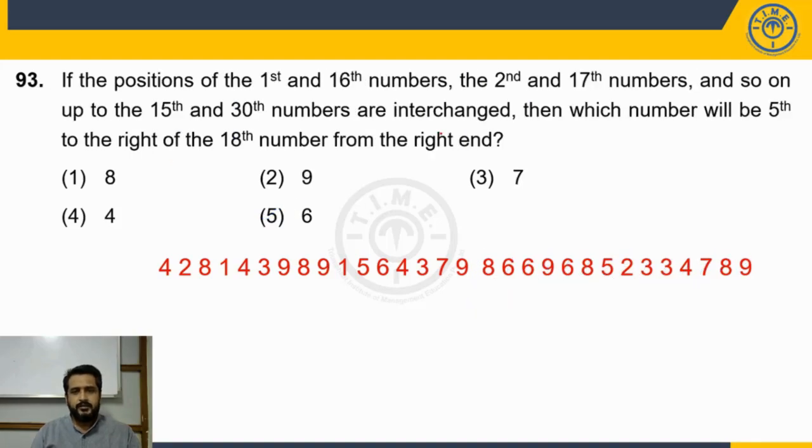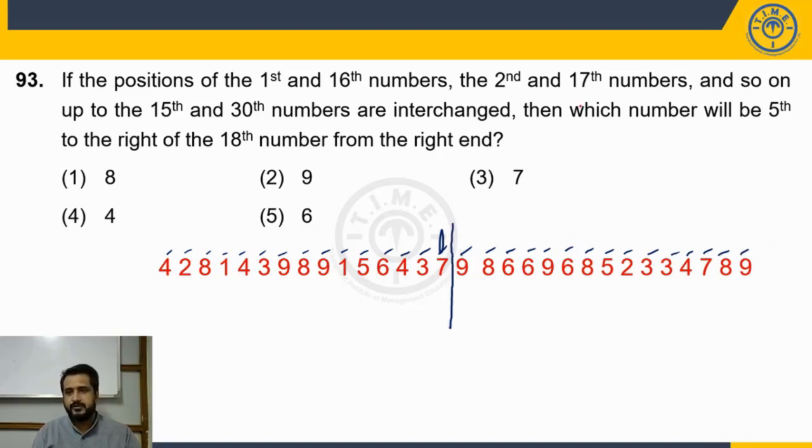If the positions of 1 and 16, 2 and 17, and so on up to the 15th and 30th numbers are interchanged... Okay, so first of all count how many numbers are there. 1, 2, 3, 4, 5, 6, 7, 8, 9, 10, 11, 12, 13, 14, 15. Okay. 16, 17, 18, 19, 20, 21, 22, 23, 24, 25, 26, 27, 28, 29, 30. So here the middle is the 15th number. Now these numbers are interchanged. That is fine.